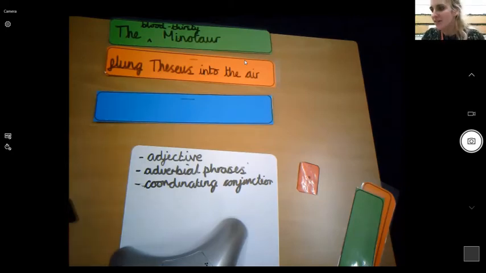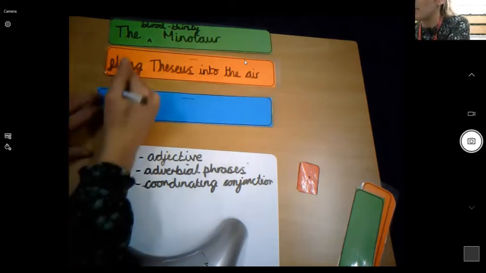Now, I remember that in the video, at the same time that the bloodthirsty Minotaur was flinging Theseus into the air, Theseus was trying to grab onto the Minotaur's horns. Okay, so that's what I want to describe. Now, if something's happening at the same time as something else, who can remember what subordinating conjunction to use? Super, whilst. I'm going to add that here.